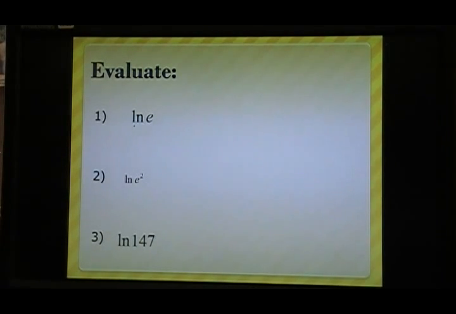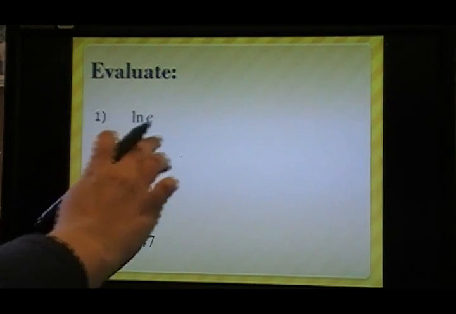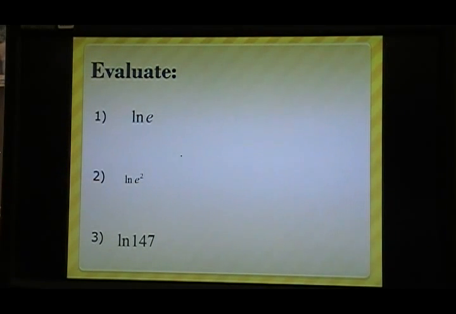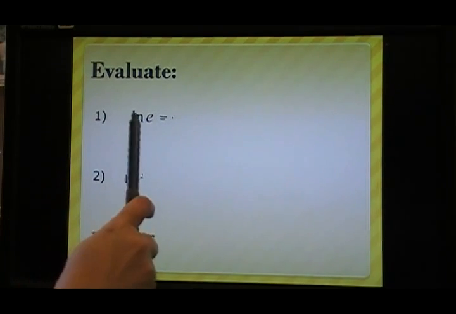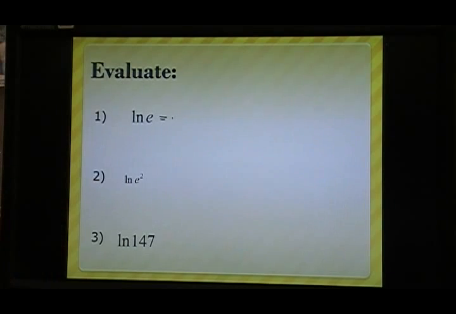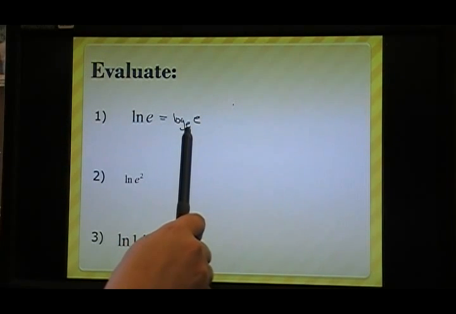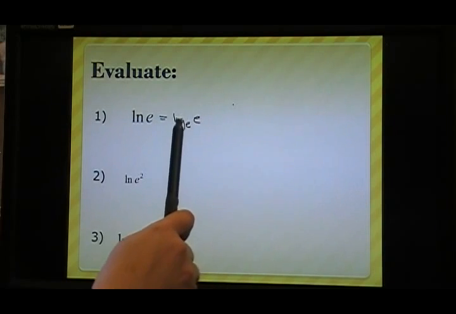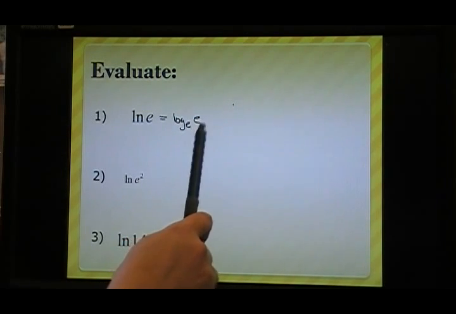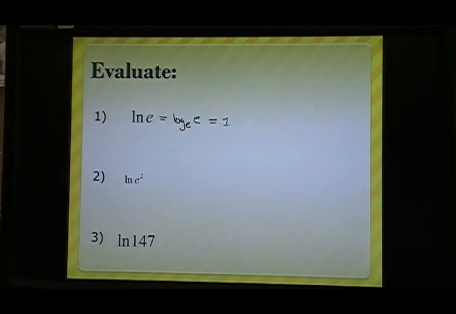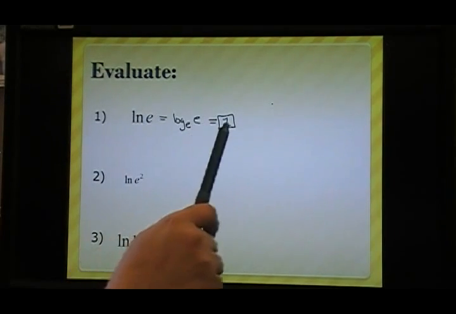So if I ask you to evaluate the natural log of E, and this is something you're going to see a lot, you should be able to see that and know automatically what it is. But if we work our way through the notation, ln, natural log, is shorthand for log base E. If I'm trying to evaluate a logarithm, I'm looking for what I need to raise the base to get the argument. So what would you raise E to get E? That would be 1. You would have to take E to the first power to get E. So the natural log of E is 1.